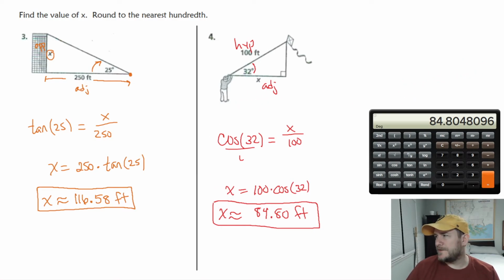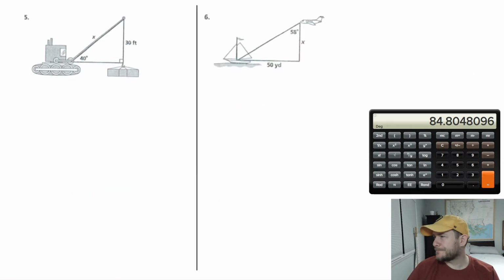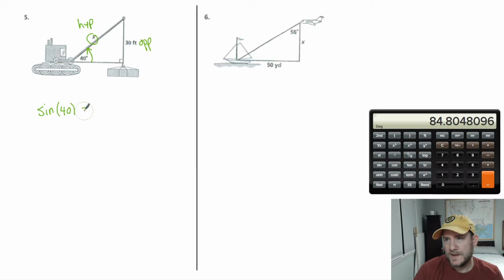So let's do 5 and 6. All right, so we got this crane. I guess this is a crane. We've got this 40-degree angle of elevation. And they want us to solve for, I guess, the length of this arm on the crane. So fine, we can do that. Same old thing. You're still going to just say this is opposite. This is hypotenuse. So the equation I'm going to write is a sine equation. And it'll be the sine of 40. It'll equal 30 over x.